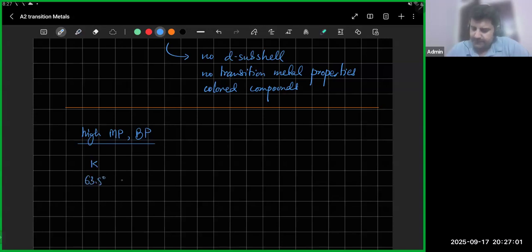That's 63.5 degrees centigrade. And you have calcium then. Now, calcium slightly higher, I think 600. Calcium's melting point is 842. Calcium is pretty high, 842 degrees centigrade.